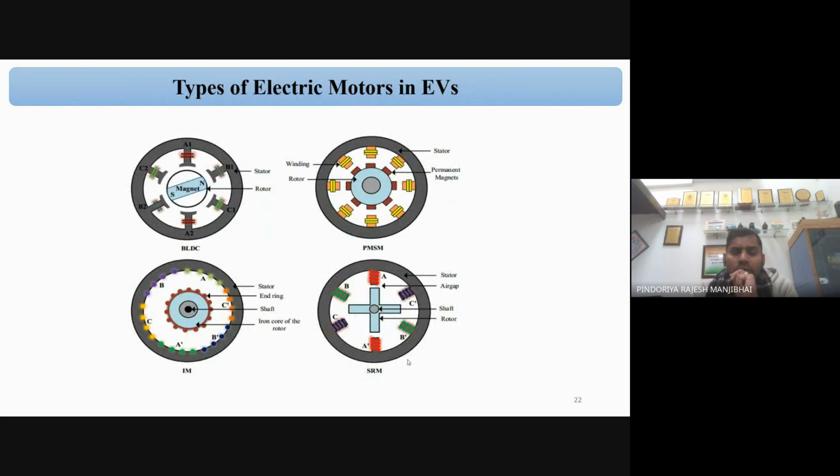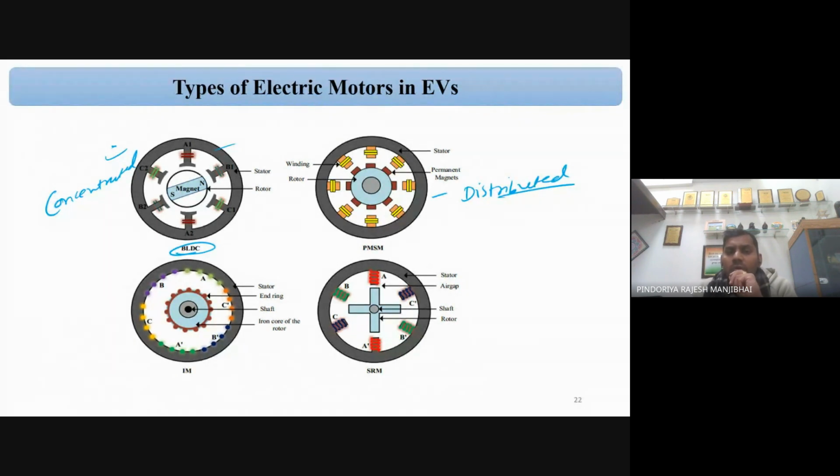So these are just an overview of the types of motor. There is a BLDC motor. On the outer part there is a stator. There is a winding, similar to the induction motor, but this winding is a concentrated winding. In the case of the PMSM, there is a distributed winding, the same as the induction motor.